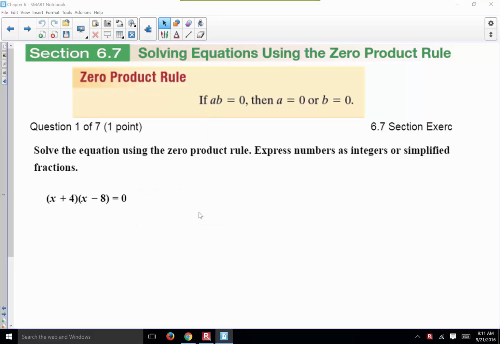Good morning. Today we're taking a look at where we can use all those factoring skills. We've been factoring since 6.1, 6.2, 3, 4, 5, 6. Learned so many things, but where do we use them? We use them in equation solving.